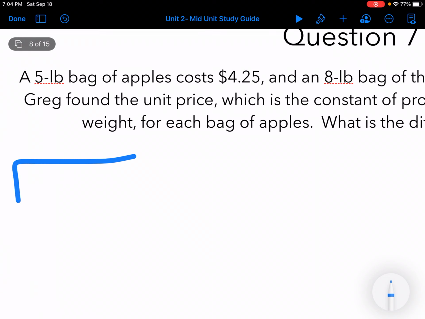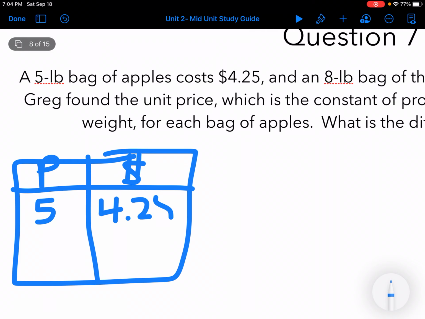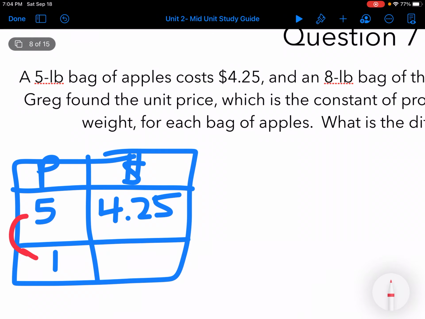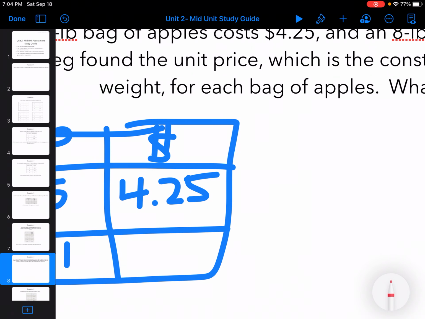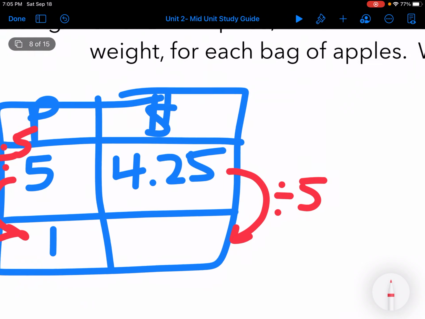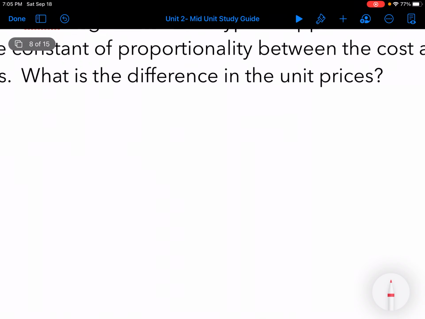So I'm going to make myself a table. I know I have pounds of apples and the cost. So 5 for $4.25. I want to figure out what it is for one, so I'm going to divide by 5. I'll divide this side by 5. On my calculator, I'm putting 425 divided by 5, and I get 85 cents. Now I need to compare that with the 8-pound bag.